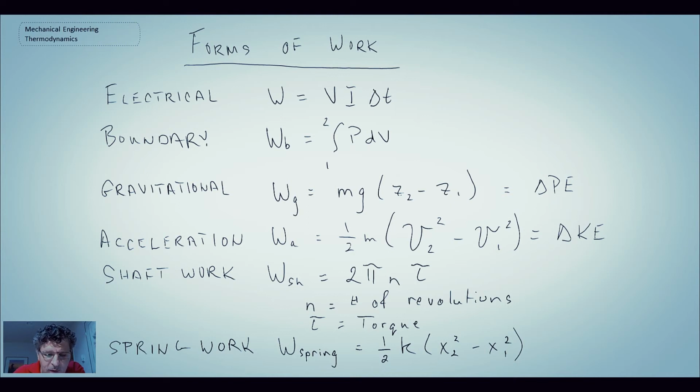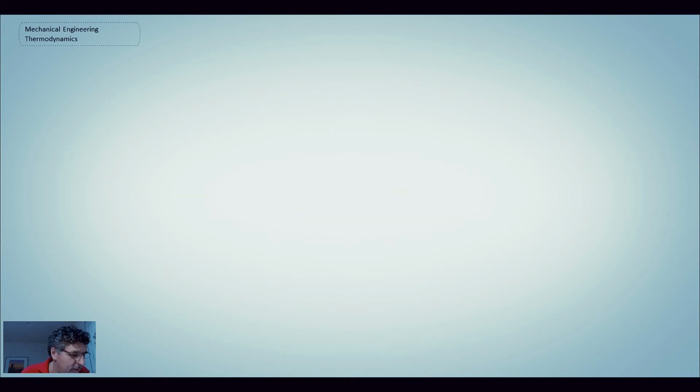Typically, for most of our problems, what we're looking at will be acceleration, gravitational, boundary, and a little bit of shaft work. Once in a while, you might have spring work. But those are the forms of work. Now, let's take a look at the first law for a closed system.